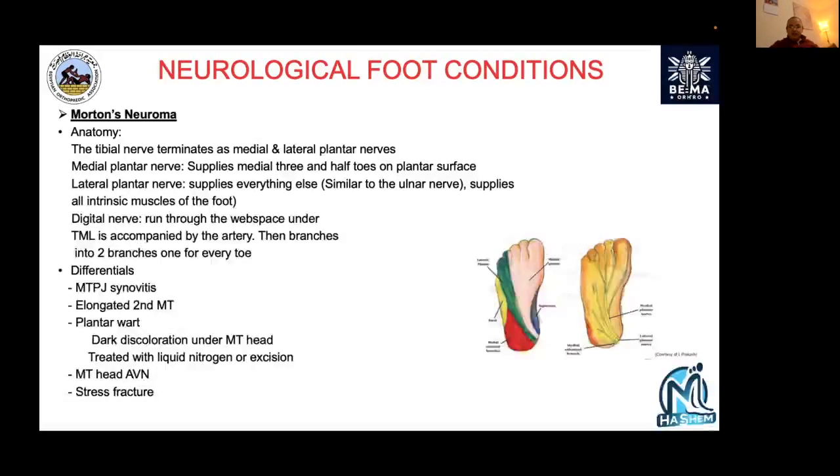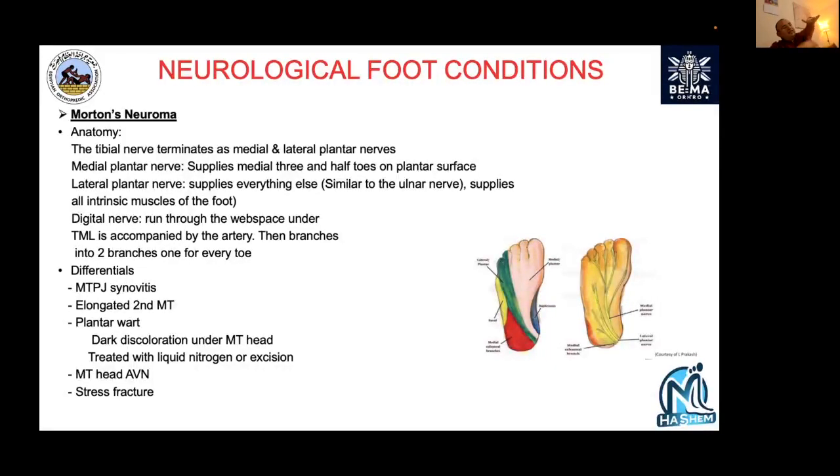If you see the digital nerve here, the tibial nerve ends by a calcaneal branch, medial plantar, which is the major branch, and lateral plantar. Medial plantar plays the role of the median nerve in the hand, so it supplies the medial 3.5 toes. Every digital nerve, as you can see, comes to this place and spreads into two small digital branches, one for every side of the toe. The point is, this digital nerve comes underneath the transverse metatarsal ligament.